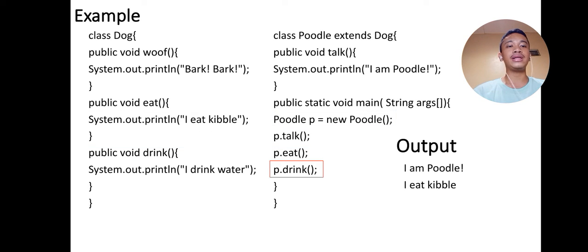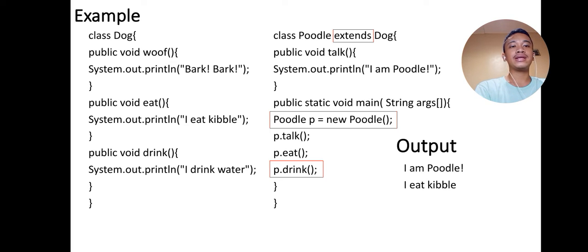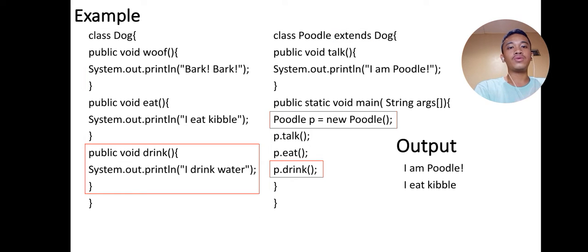Next, it will read p.drink, and once again it will call Poodle p equals new Poodle, and it will trigger the class Poodle. And once again, as you observe, we don't have a drink method right here. So with the help of extends, we can access the drink method in our class Dog. So it will access the drink method, and it will print "I drink water."